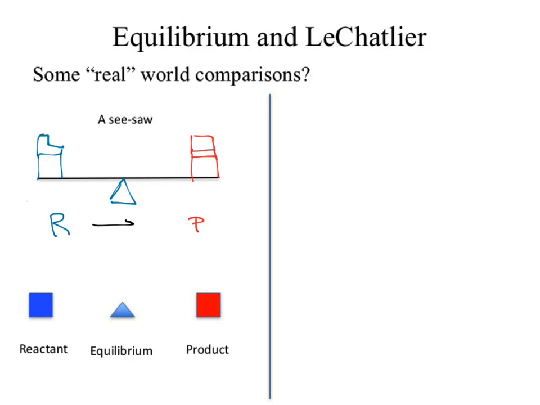One option was that we add a whole bunch more reactants. Well, that's going to force more products to form because it wants to get back to that equilibrium spot. What else could we possibly do to mess with it? Move your fulcrum, yes, but we'll come back to that. What else could we do to mess with this?